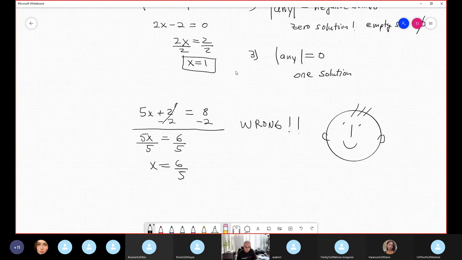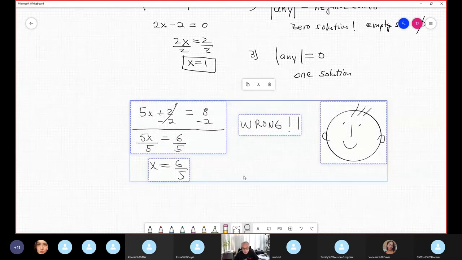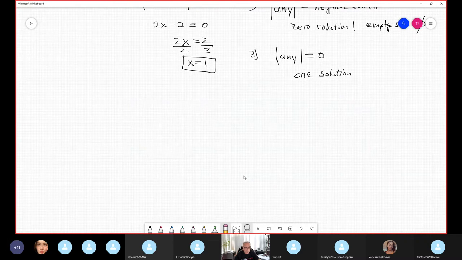Any question? Do you understand very well equations that contain absolute value? Can you explain the right answer to that question? Which one? The one you just said. Okay, let's do it. You say this one, no? It was 5x plus 2 equal 8. You say this one? Yes. Okay, understood.